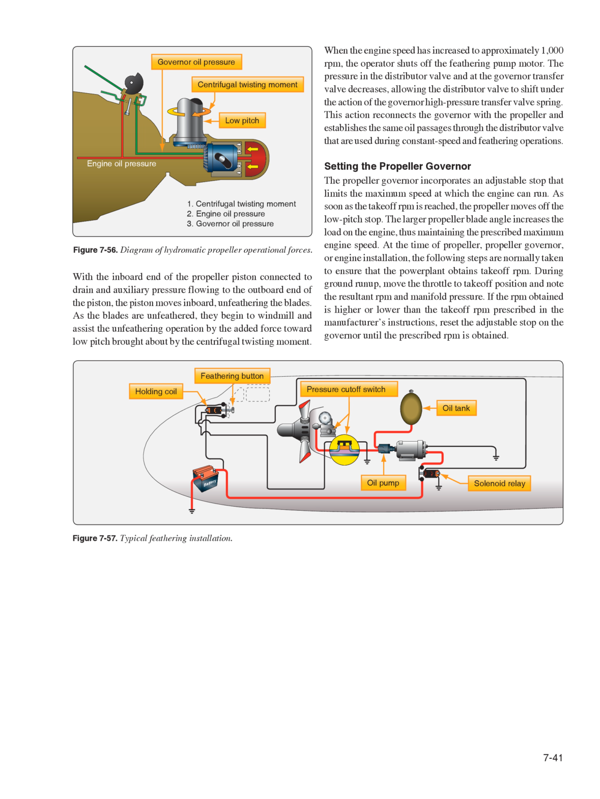At the time of propeller governor or engine installation, the following steps are normally taken to ensure that the power plant obtains takeoff RPM. During ground run-up, move the throttle to takeoff position and note the resultant RPM and manifold pressure. If the RPM obtained is higher or lower than the takeoff RPM prescribed in the manufacturer's instructions, reset the adjustable stop on the governor until the prescribed RPM is obtained.